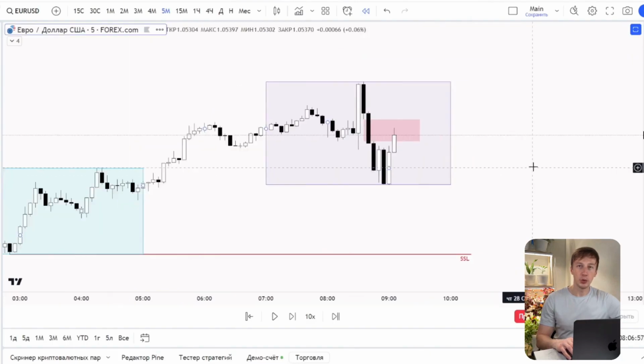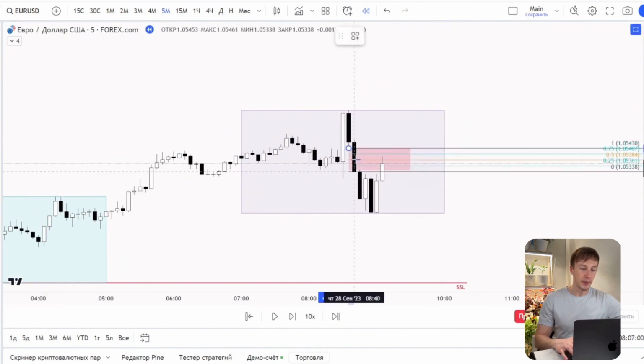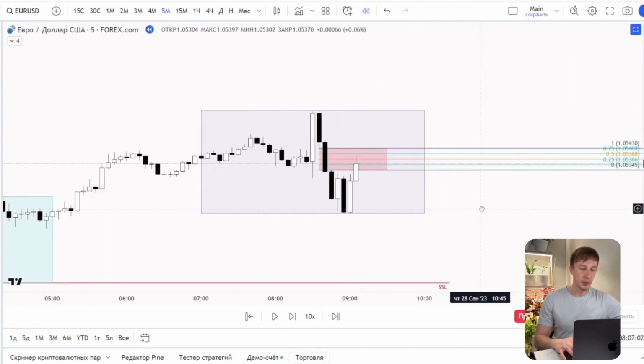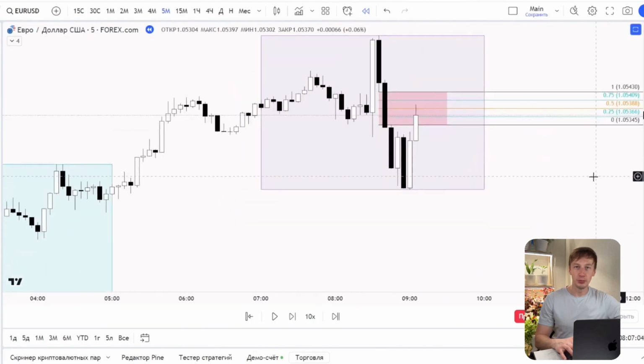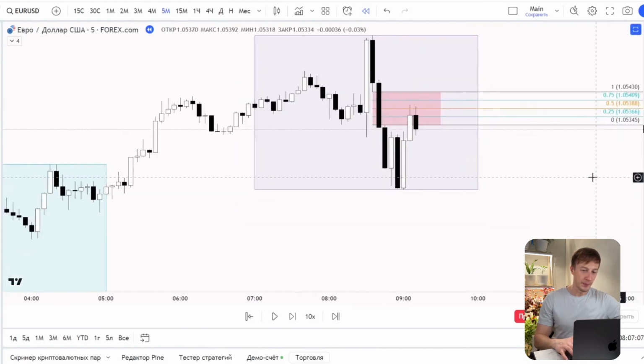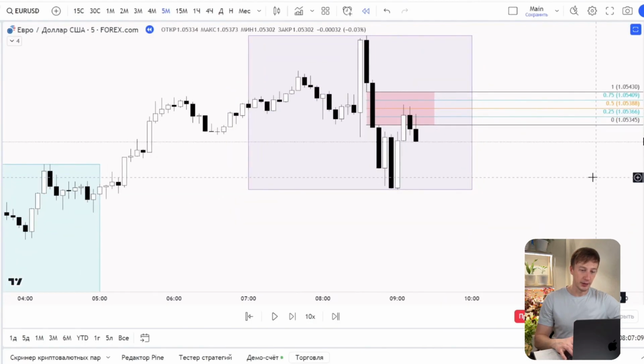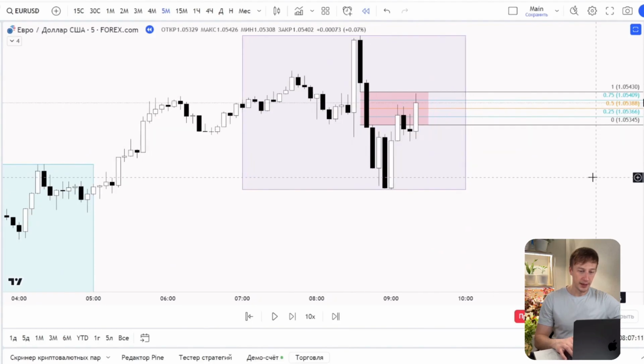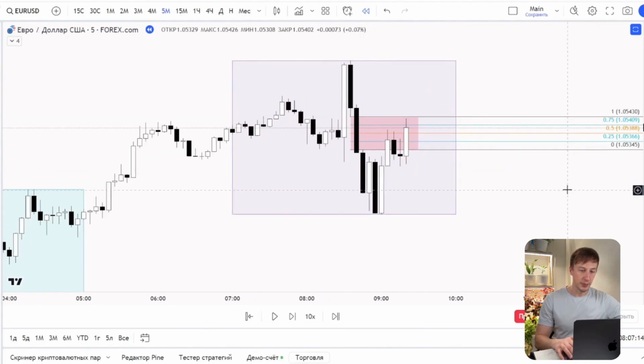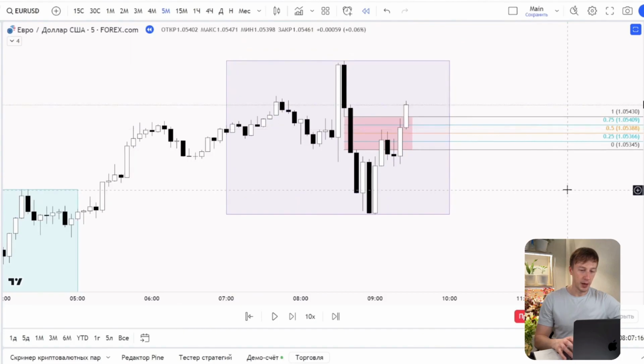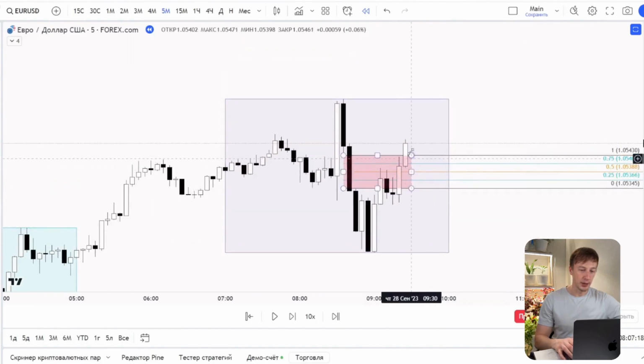Right here we have a liquidity pool located. The price returns to this area. We use our levels. The price respects the 0.5 level. The next candle does as well, but then there is a breakout to the upside. And here we can clearly see a lack of respect. The price moves beyond the boundaries of this imbalance with the candle body.